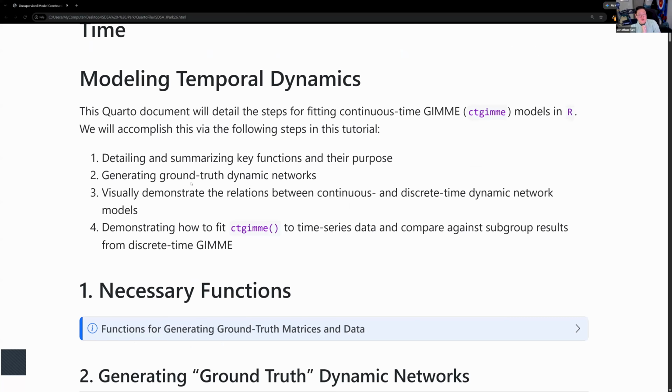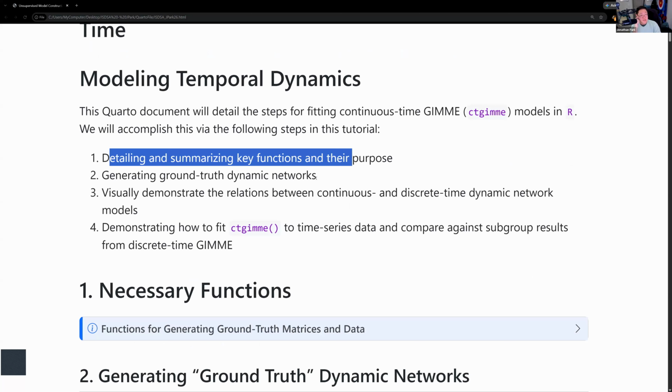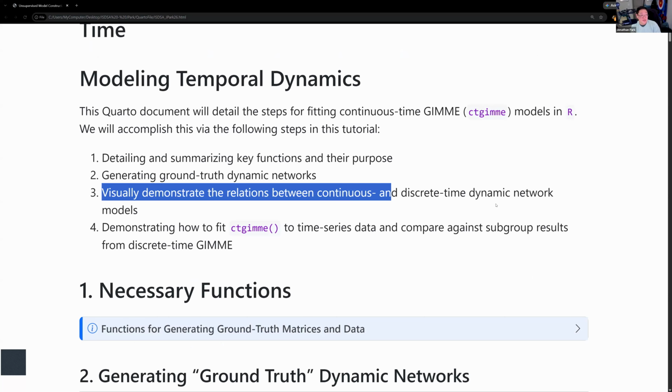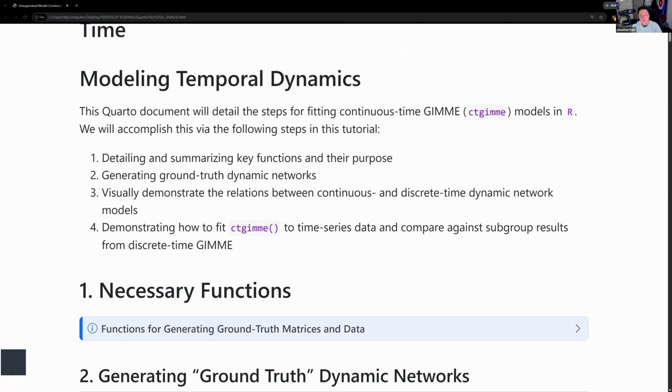Just to orient us, the things that we'll do in this tutorial is detailing and summarizing key functions and their purposes. So we're not going to go argument by argument, but we'll see what the big functions are. I provide us all with code for generating ground truth dynamic networks. We will visually demonstrate the relations between continuous time and discrete time dynamic network models, and then I'll demonstrate how to fit the simulated data in continuous time gimme.